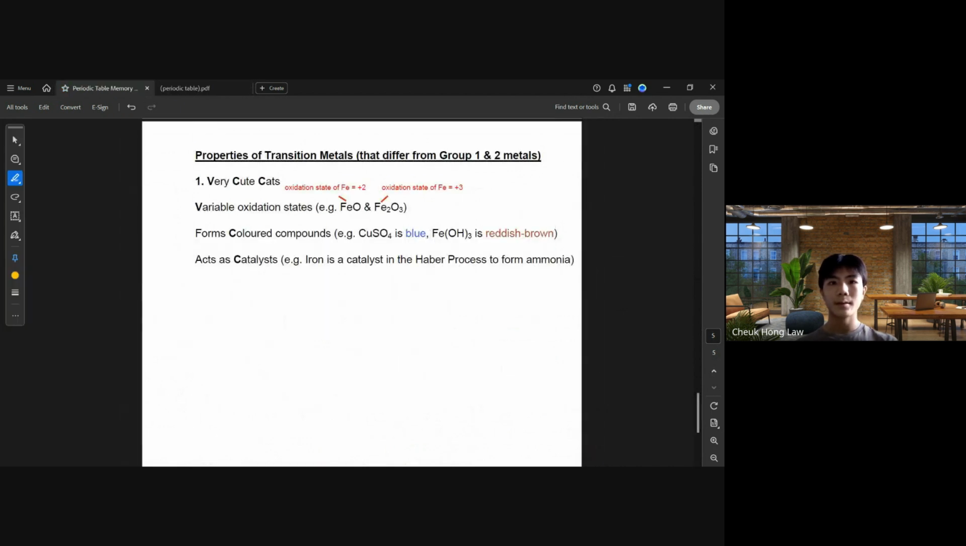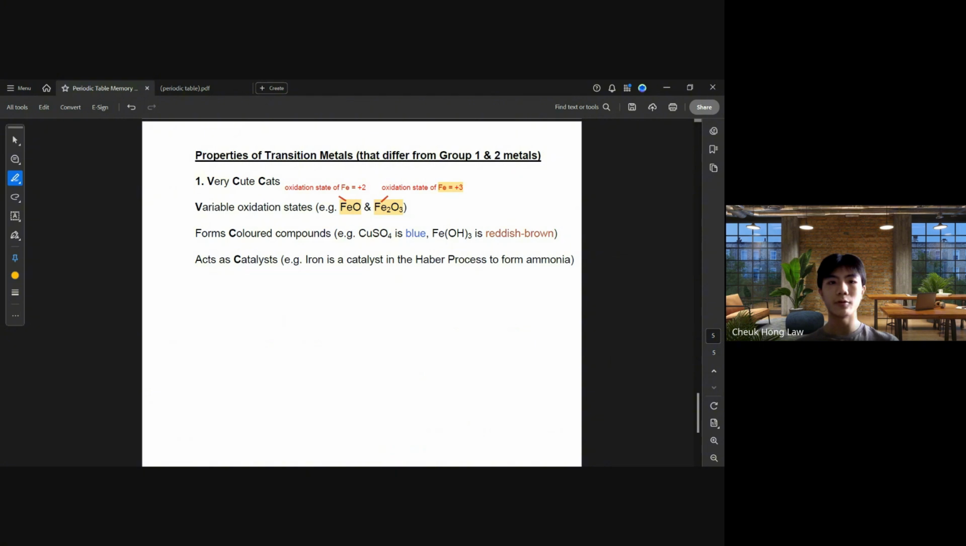Okay, so the memory shortcut to remember the properties is very cute cats, VCC. So V is variable oxidation states, which means they can have different oxidation states. For example, this is FeO, right? Iron(II) oxide. In FeO, the oxidation state of iron is +2. Okay, then next, this is Fe2O3. This is iron(III) oxide. So in iron(III) oxide, the oxidation state of iron is +3. So you see how it has variable oxidation states? It has +2, and then it can also be +3. So this is the same for other transition metals as well. Okay, this is just one example.